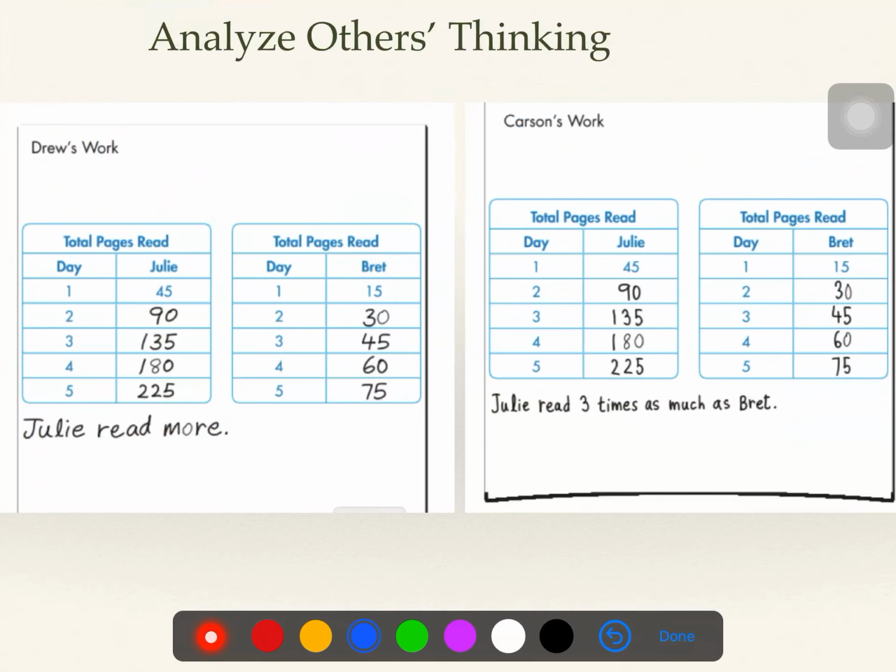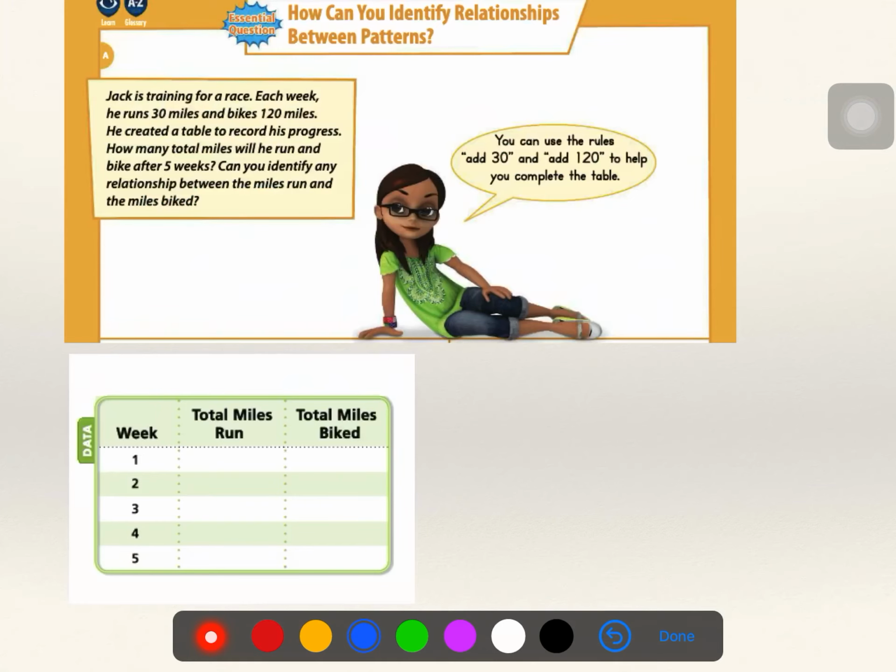Let's look at how the others solved it. Drew and Carson both filled out their charts accurately. Whose answer is better? I agree. Carson's is a little more thorough because he's talking about the relationship between the terms in the pattern. And he mentions that. The visual learning problem states that Jack is training for a race. Each week he runs 30 miles and he bikes 120 miles. He created a table to record his progress. How many total miles will he run and bike after 5 weeks?